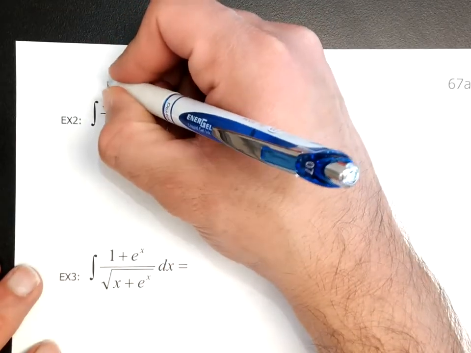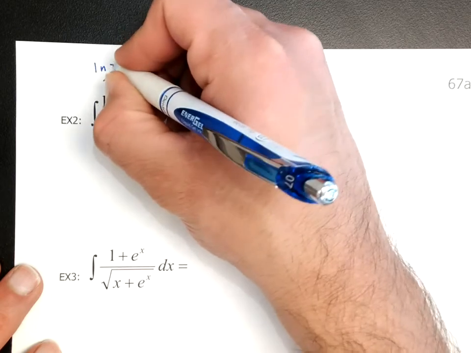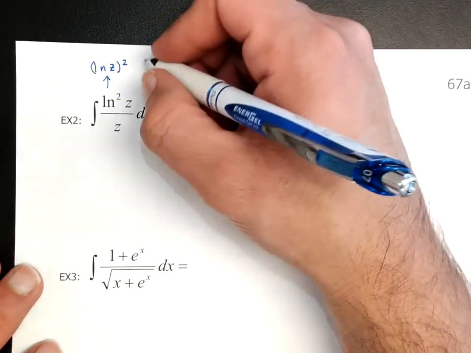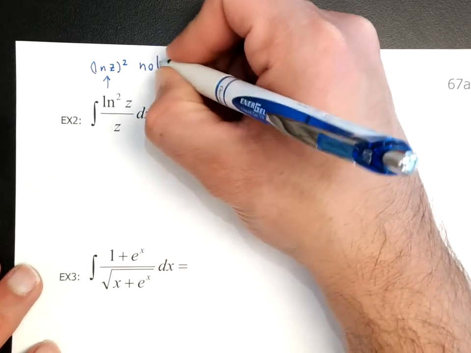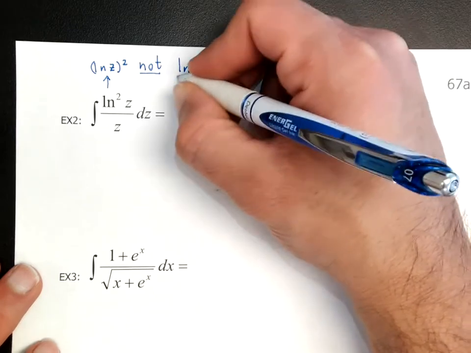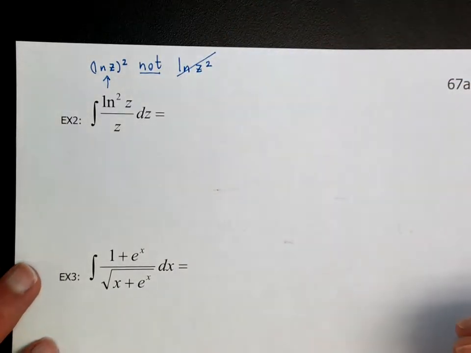Alright, this is the same thing as having the natural log of z, squared. Alright, so that's the same thing. This is not the natural log of z squared. That's not the same thing. So make sure you don't get those two confused.